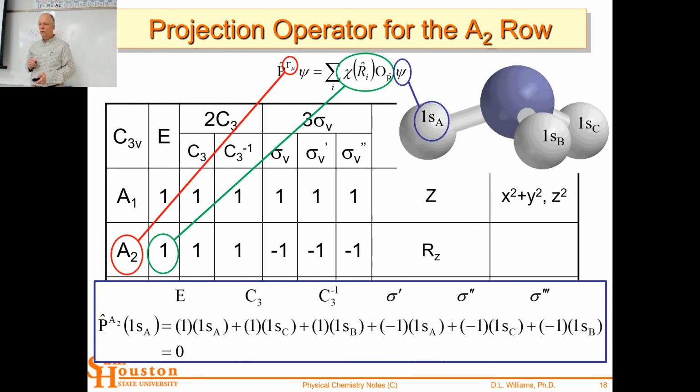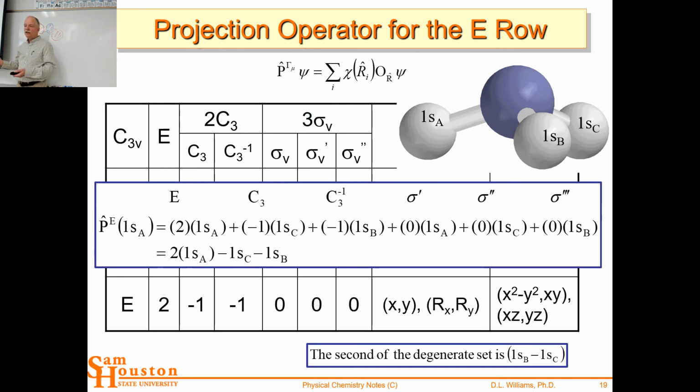And so we project around. Now the one thing that's the same in all of these is these 1sa, C, B, A, C, B, because that's the effect of the columns. The thing that's different is that the characters change. And so now we have 3 +1s and we have 3 -1s, and those all cancel out. And this tells us there's no possible way to combine these 3 1s orbitals to give us an A2.